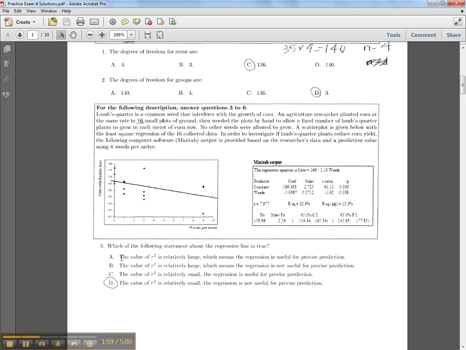So to answer the question, it says, which of the following statements about the regression line is true? Let me go over D and explain why that's true and talk about why A, B, and C aren't true. Letter D says the value of r squared is relatively small. The regression is not useful for precise prediction. Take a look at how small r squared is. It's 20.9%. Remember that r squared tells you how confident you feel about this regression line in predicting y.